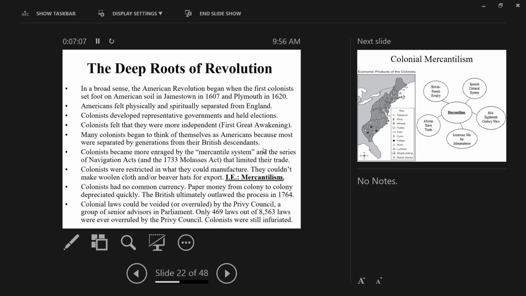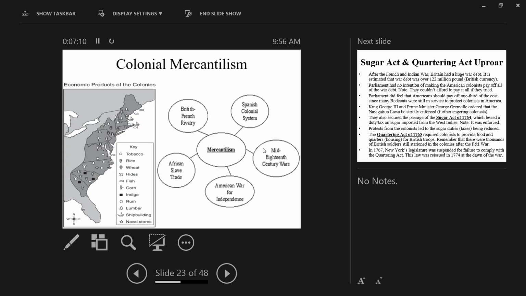So on the left, we have most of your mercantile goods coming out of the colonies: tobacco, rice, wheat, hides, fish, corn, indigo, rum, lumber, shipbuilding. And by shipbuilding, we're talking about not only the construction of ships, but also that ties to the timber industry, and also naval stores. For example, what product would the colonies produce, all over but predominantly on the coast, for the crown? They required hemp.